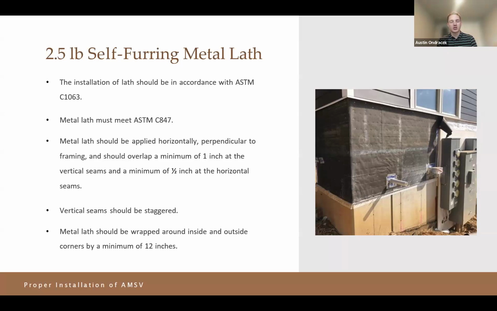Vertical seams should be staggered, and metal lath should be wrapped around inside and outside corners by a minimum of 12 inches. So all of it, best practices, making sure, maybe even being a little extra cautious and having a little bit extra wraparound. If you're a little unsure or something's not quite sitting well, the installer should be very aware of that. But in case you do see something later down, it might be a good thing to identify to have practiced at the next project.